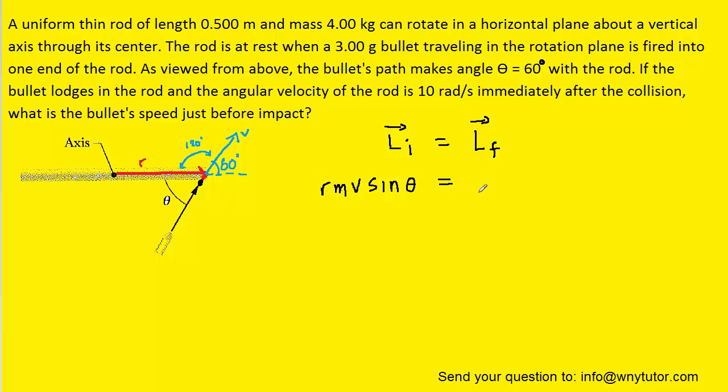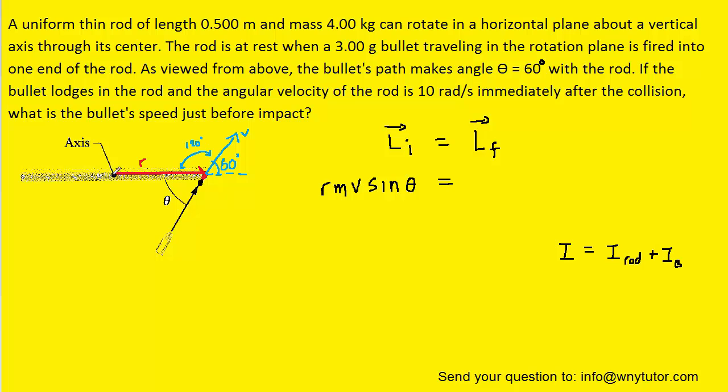Now, after the collision, the rod and bullet will be moving together, so there's going to be some final angular momentum. We want to note that after the collision, the total rotational inertia is going to equal the rotational inertia of the rod plus the rotational inertia of the bullet.